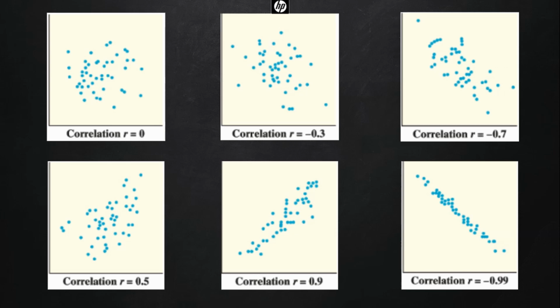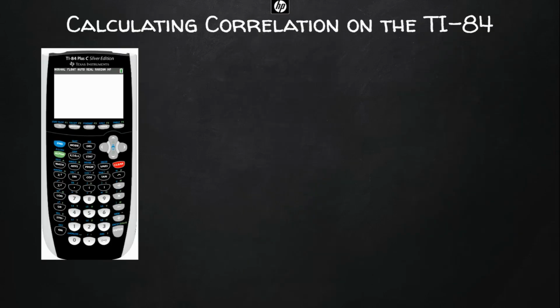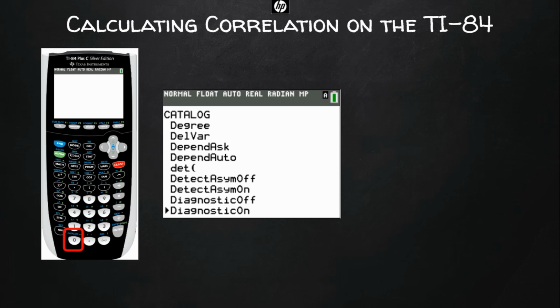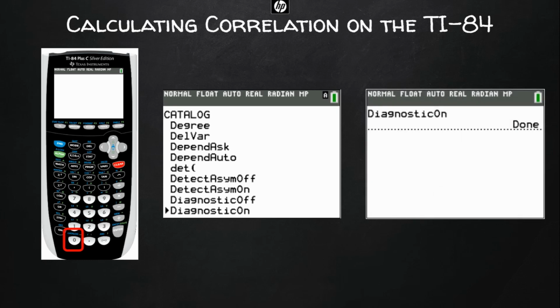Now that we know what correlation is, it is a measure of the strength, and it tells us the direction of an association between two variables. We need to look at how we calculate it. So the first thing you're going to have to do, and you only have to do this once, is we need to go to our catalog and turn on a setting within the calculator. So click on second 0, that'll take you to the catalog. Scroll down to diagnostic on. After selecting diagnostic on, hit enter until you see this done screen.